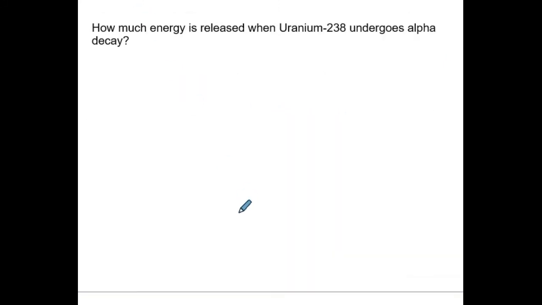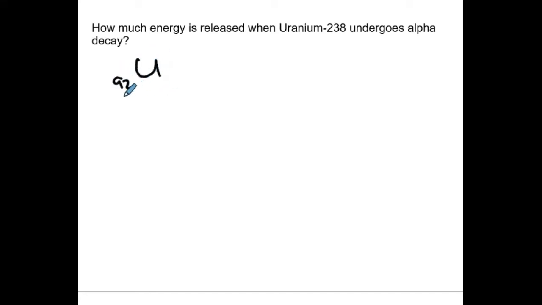But for right now, let's just try calculating how much energy we can actually create when uranium undergoes alpha decay. You might recognize uranium as being one of those fissionable materials. That's going to be the topic of the next lesson. But uranium is one of those things that can release a lot of energy. So first, let's write out an equation. Let's figure out how uranium-238 is going to alpha decay.